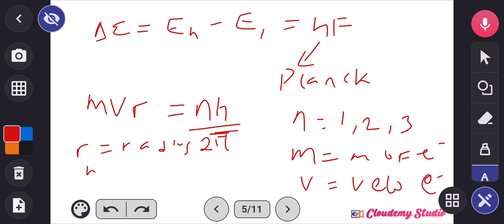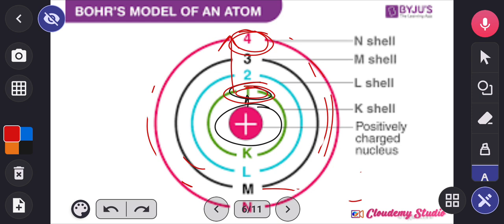h is the Planck constant, like I've mentioned here, which means from this statement we say what? We say that the angular momentum of an electron orbiting around the nucleus is an integral multiple of the Planck constant divided by 2 pi. Right? Now, that is what we have for the Bohr atomic model.